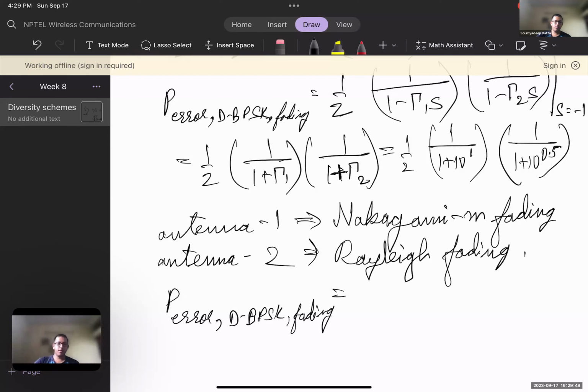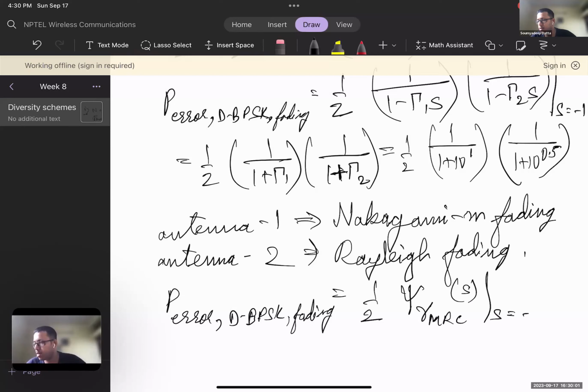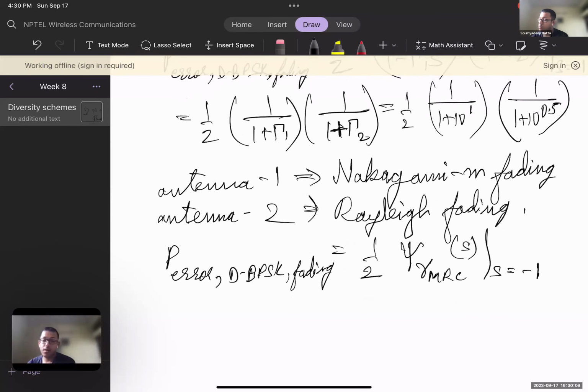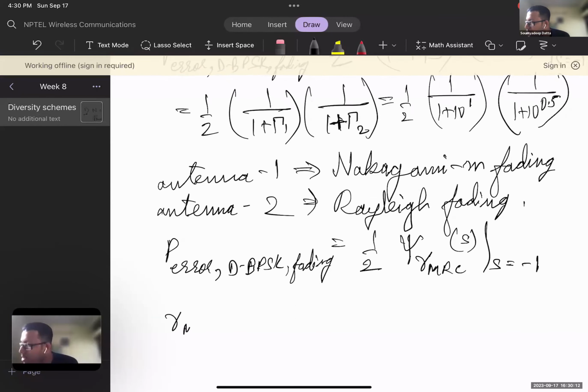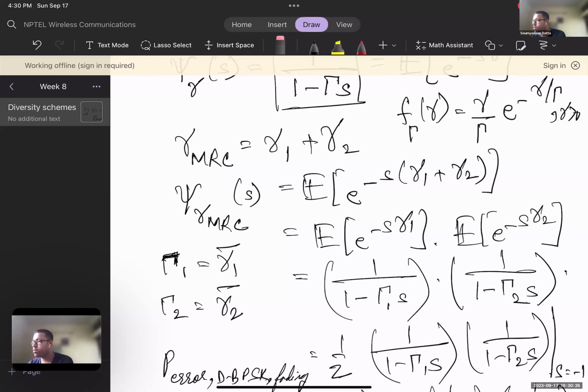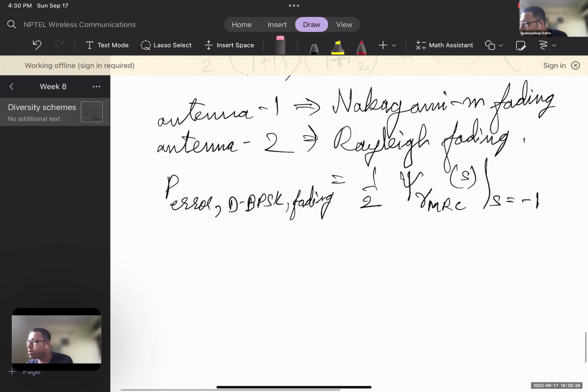Now again, the basic formula stays the same. This is half times the characteristic function of gamma MRC at s equal to -1. The verification of this formula is there in the lecture. So now gamma MRC, as I showed here, is gamma 1 plus gamma 2, and hence it splits into this product, right? So this part remains the same.